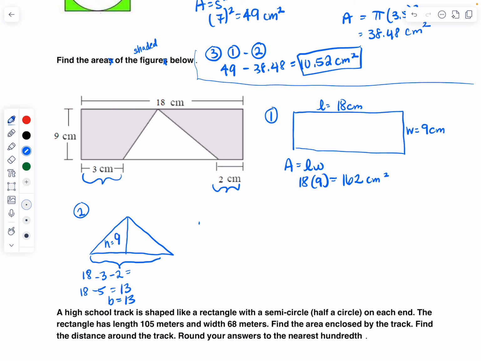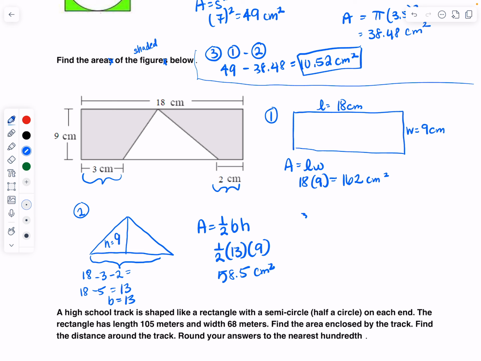So to find the area of a triangle, it's 1/2 base times height. So the base is 13 and the height is 9. Okie dokie. So when I do that, I get 58.5, and that's centimeters squared.